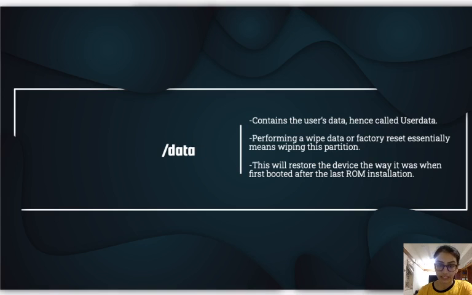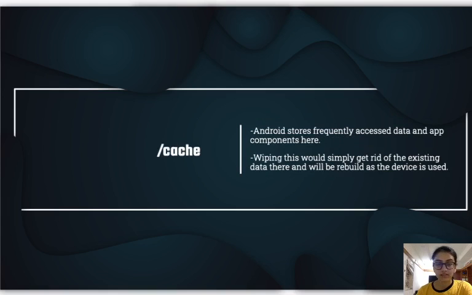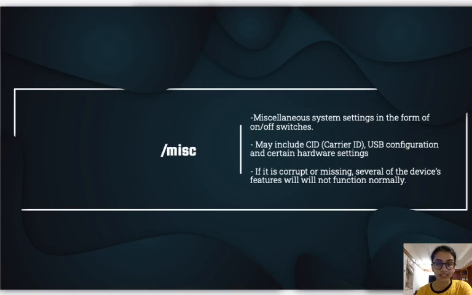Also called the user data, the data partition contains the user's data. When you perform a wipe data or factory reset, it is actually this partition that you're wiping. This is a partition where Android stores frequently accessed files and stores them in the form of temporary and thumbnail files. This partition contains miscellaneous system settings in the form of on and off switches.